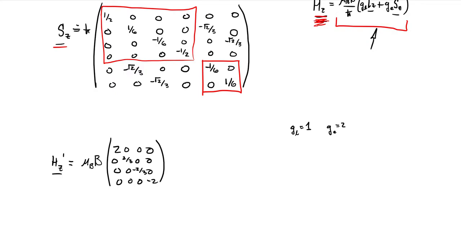So we see that in that J equals 3/2 degenerate subspace, our Zeeman Hamiltonian is diagonal. So we don't have to do any work to diagonalize it. We got lucky. It's already diagonal.